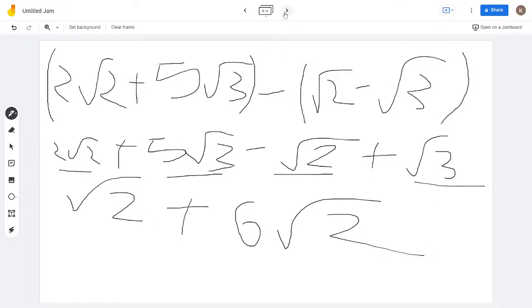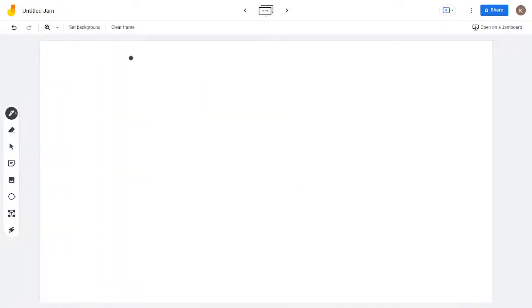Now let's do another example, of multiplication, in this part. Suppose you are asked to multiply 6 root 5 with 2 root 5.